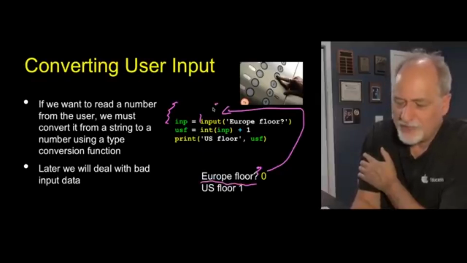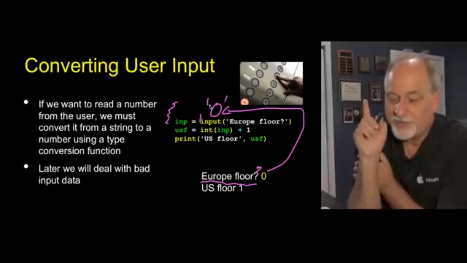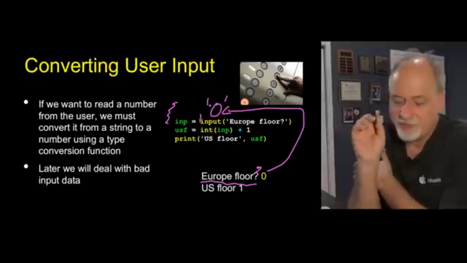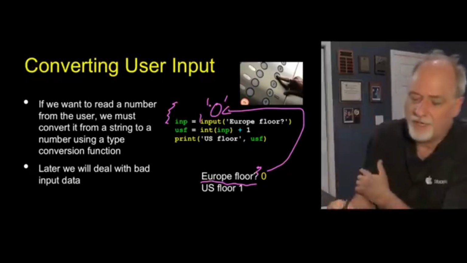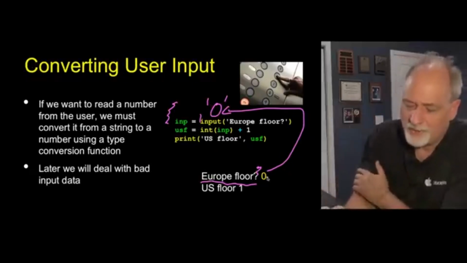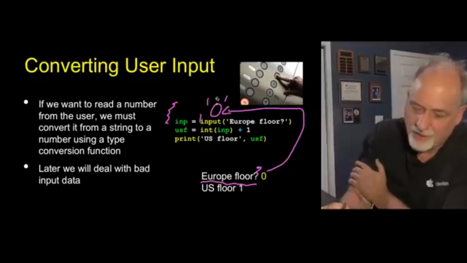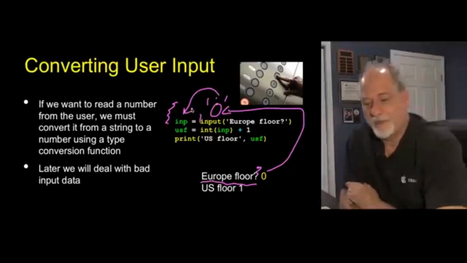And the 0, which is a string. Input gives you back a string. It doesn't give you back a number. It was a little different in Python 2, but in Python 3, input gives you a string. So quote 0 quote, which is what we typed here. We didn't type the quotes, it's a string, gets stored in the imp variable.